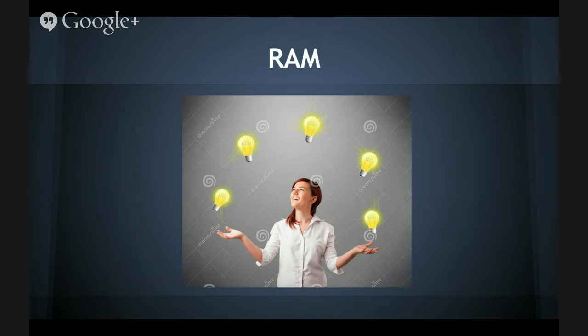The last component is the random access memory, or more commonly known as RAM. This is the computer's memory that helps the processor to access things more quickly and makes you able to run more than one program at the same time.